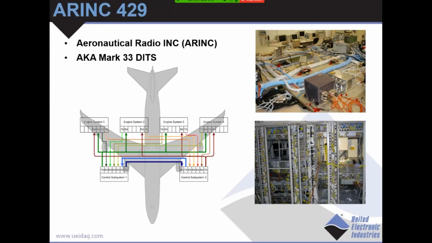So that video covered some of the basics of ARINC 429, but what is ARINC? ARINC stands for Aeronautical Radio Incorporated. It was a provider for avionics protocols, systems, and the like. It's now part of Rockwell Collins, which I guess actually now is Collins Aerospace. ARINC 429, you'll sometimes hear it referred to as Mark 33 DITS, and that stands for Digital Information Transfer System.